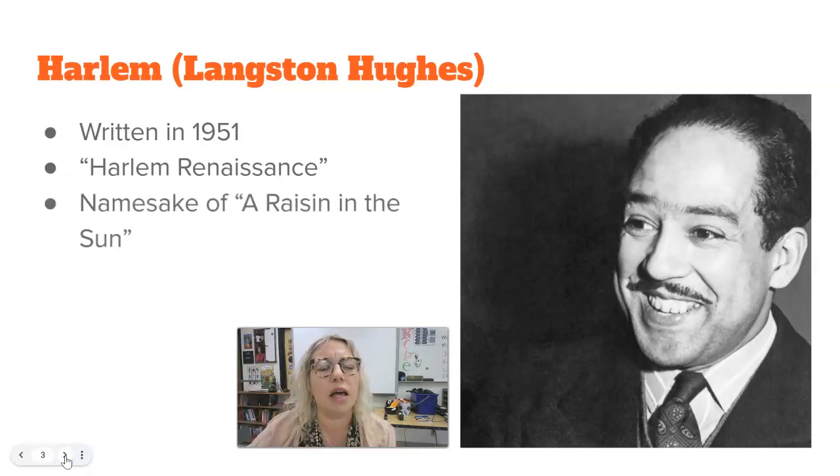The poem has the name of the play in it. This is where the play gets its name. So this poem is the namesake of the play, A Raisin in the Sun.